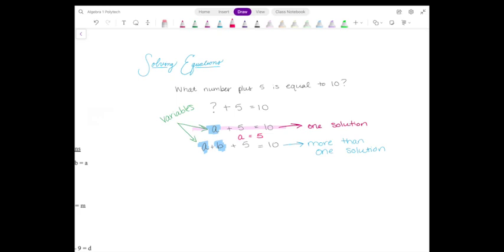Or maybe I said, well, if I do 10 minus 5, that's 5, so 5 plus 5 has to equal 10. Both of those are very viable ways to do this. And so what we find is that we can express what we're doing using that alternate operation.